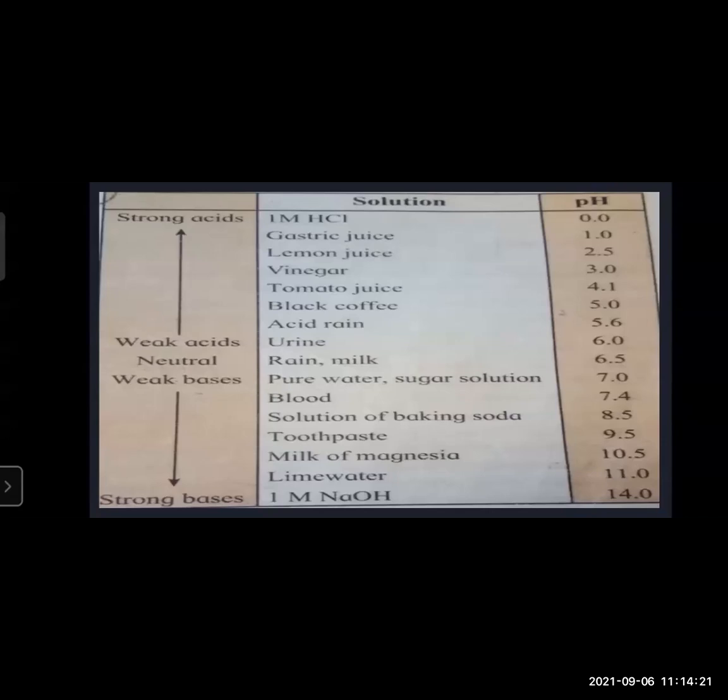Then at one point, you will come to know it is 7. When it is 7, that means it is neutral. Then different substances are given again, about the bases, like the blood solution of baking soda, 8.5. Strong base it is. Then toothpaste, 9.5. Milk of magnesia, 10.5. Lime water, 11. 1 mole of NaOH, 14.0, a strong base here. So this is just the pH of the solution.